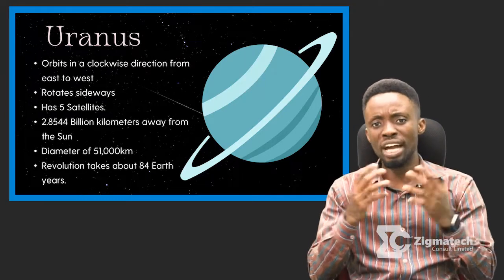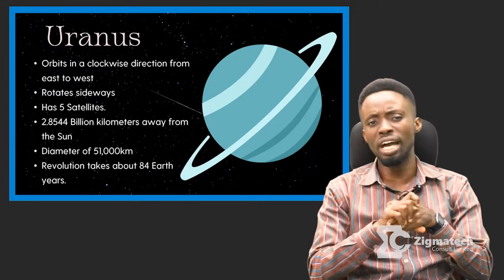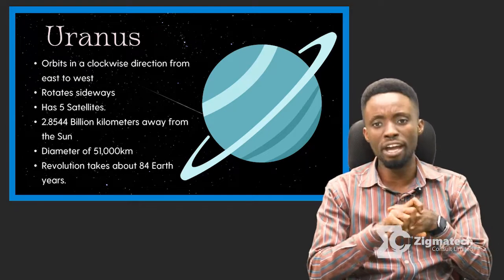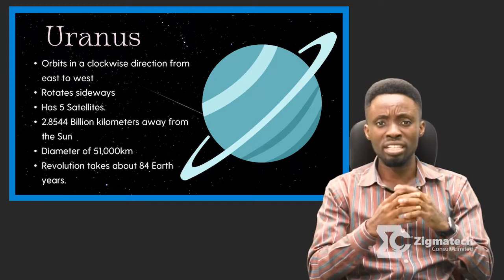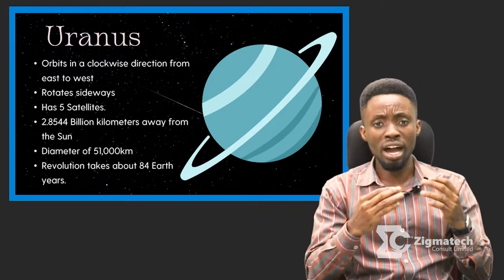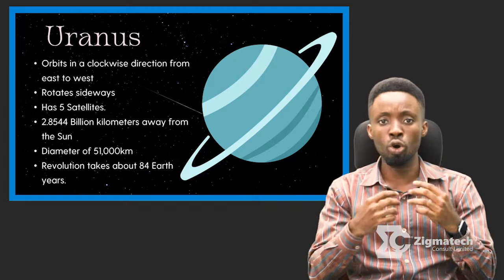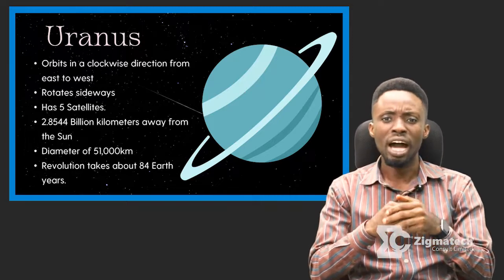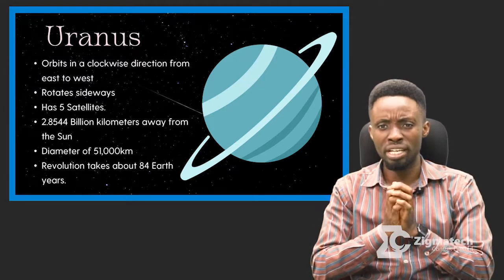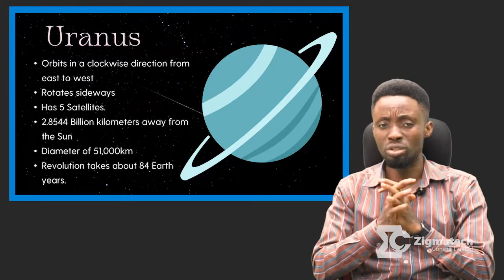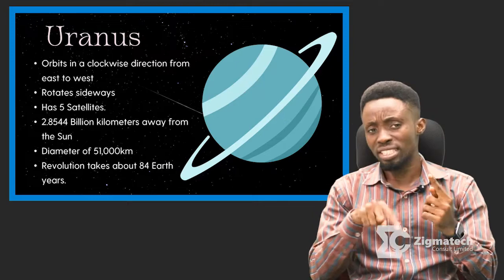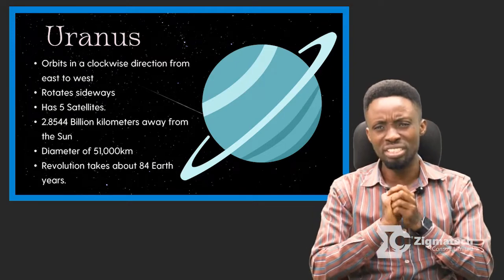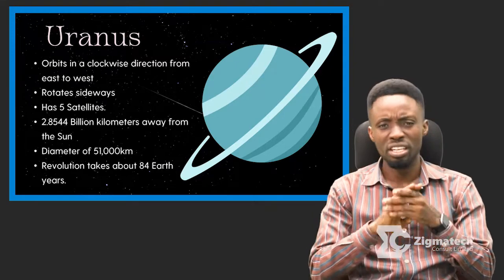The planet Uranus has 5 satellites, and it's about 2.85 billion kilometers away from the Sun. That's to say that planets like Uranus are very cold. They are composed of ice, and the diameter of this planet is about 51,000 kilometers wide. So for the planet Uranus to go around the Sun, it takes about 84 Earth years.